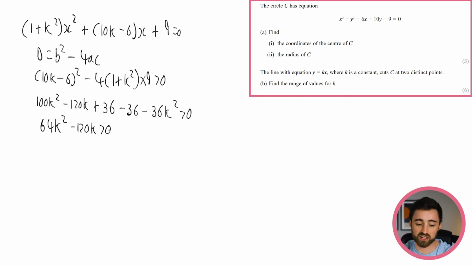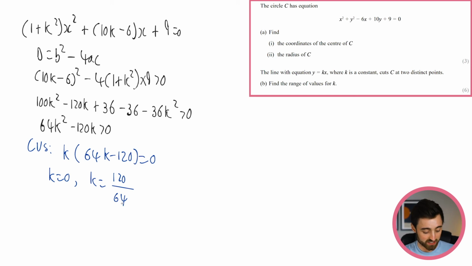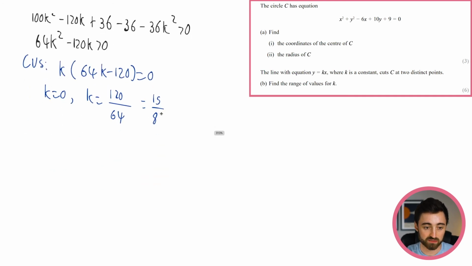What I essentially need first are these things called critical values. So what I tend to do is just write CVs. They are just the values for which this thing would equal 0. So it's like these end values. If I was solving the equation this thing equals 0, I would take a k out, and then separately set each bracket equal to 0. So I would either have k equals 0 or k equals 120 over 64. I think my calculator is going to help me simplify this fraction here. It's 15 over 8.